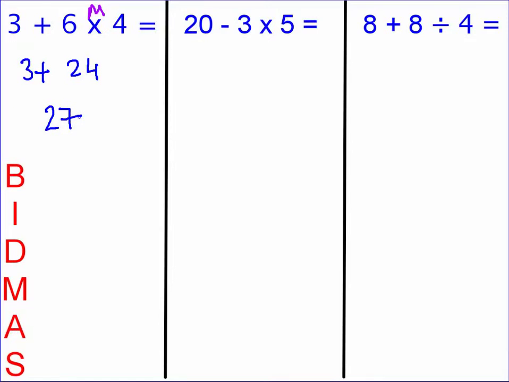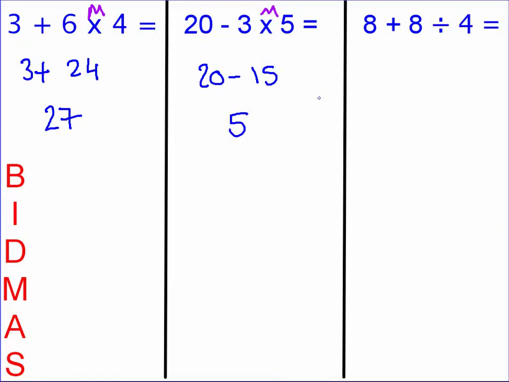Looking at the next question, I have subtraction and multiplication. So my multiplication is going to come first again. And I'm going to have 20 take away 3 times 5, which is 15, and that gives me 5 as an answer. Do you see how I'm working down each time, which makes my working really clear rather than working across, which can get messy and it's difficult to see which step is which.